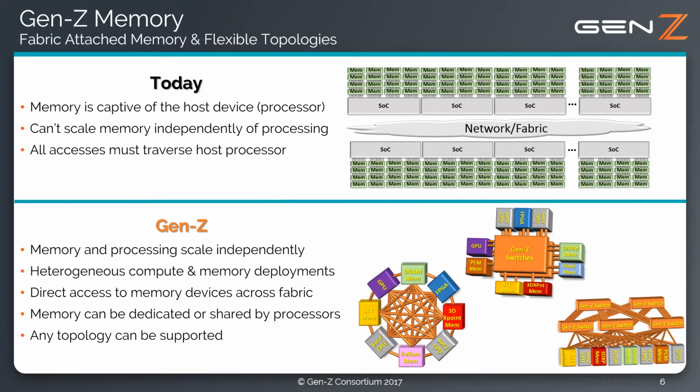Gen Z enables fabric-attached memory on a wide variety of fabric topologies. Example topologies illustrated at the bottom of the slide include mesh on the left, traditional switch fabric in the center, and a two-tier fabric that could be spine leaf, Clos, etc. on the right. The topologies used in a deployment can be specified based on the requirements of the target markets and workloads for the solution.